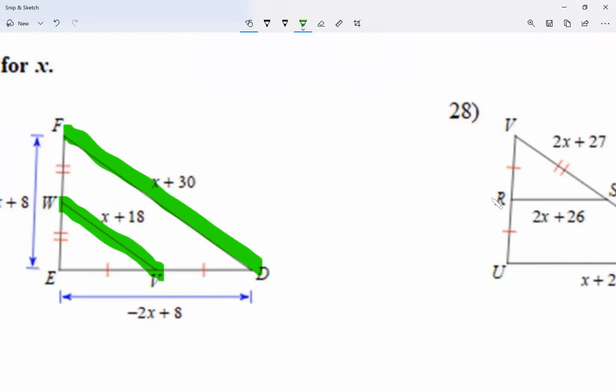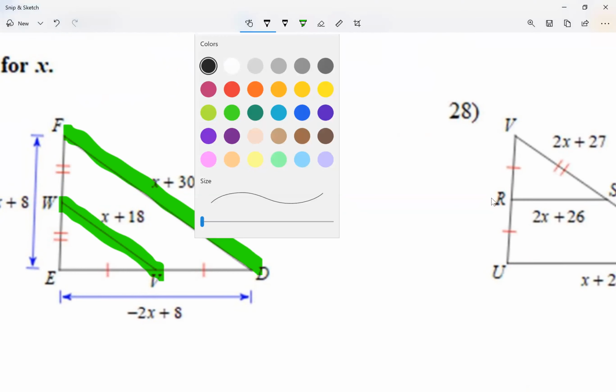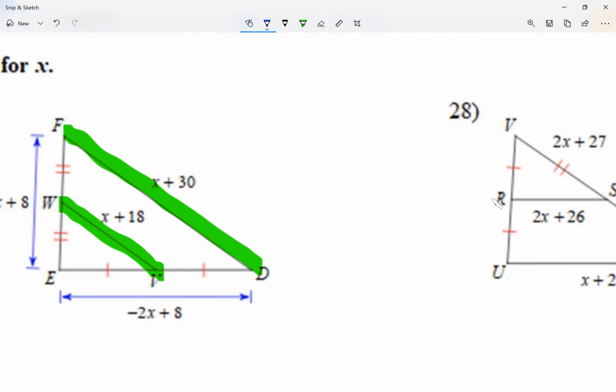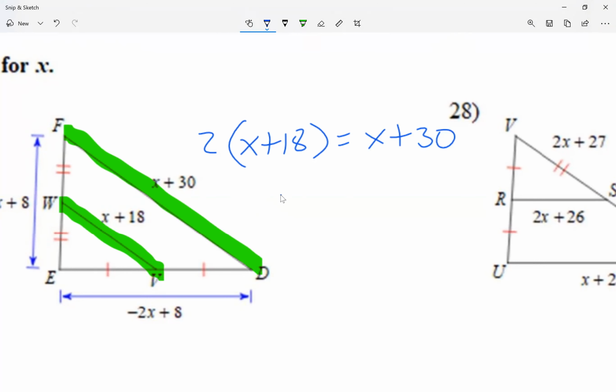Let me solve this. The mid-segment, what do we know about the mid-segment? The mid-segment is x plus 18. So I'm going to write x plus 18, and I'm going to multiply all of this times 2, because remember how the mid-segment is smaller? If you multiply it by 2, it's going to equal x plus 30. The mid-segment, all of it times 2, is equal to the side that is parallel to it.